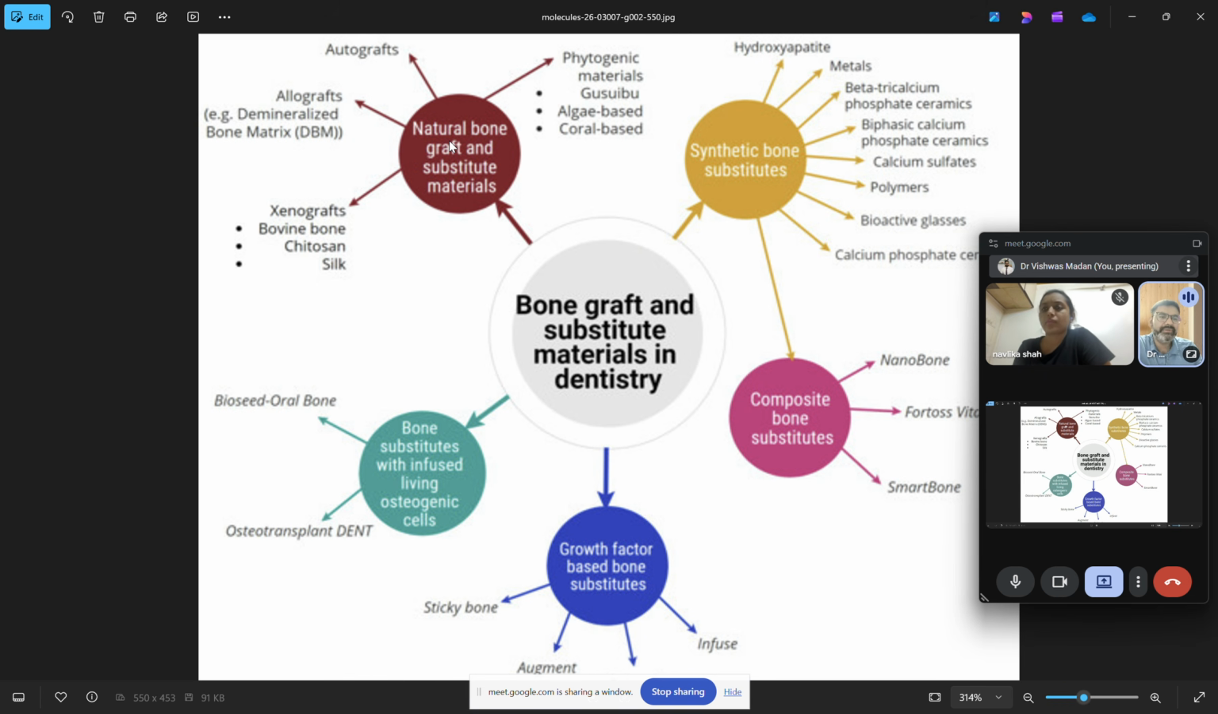Okay, so we will talk about this later too, but because we are going to do that, that's why I'm just explaining this particular topic. We are going to use xenograft BioOss in this patient, so that's why you should know what is being used. Okay? Okay.